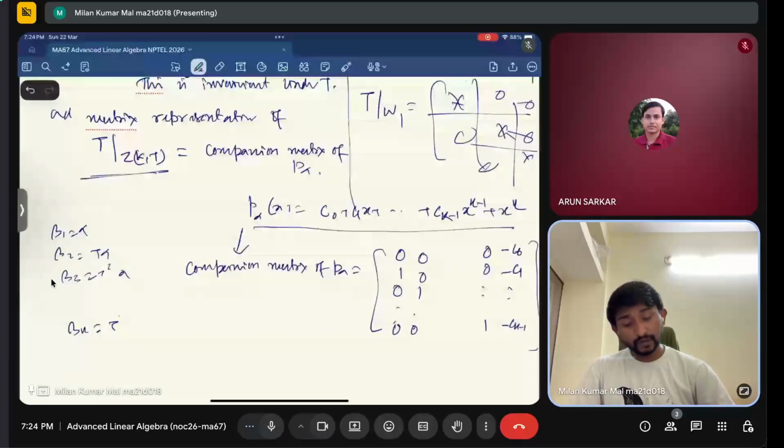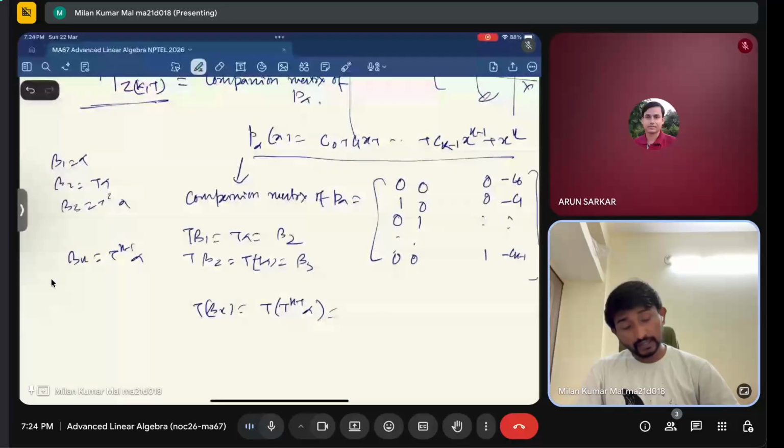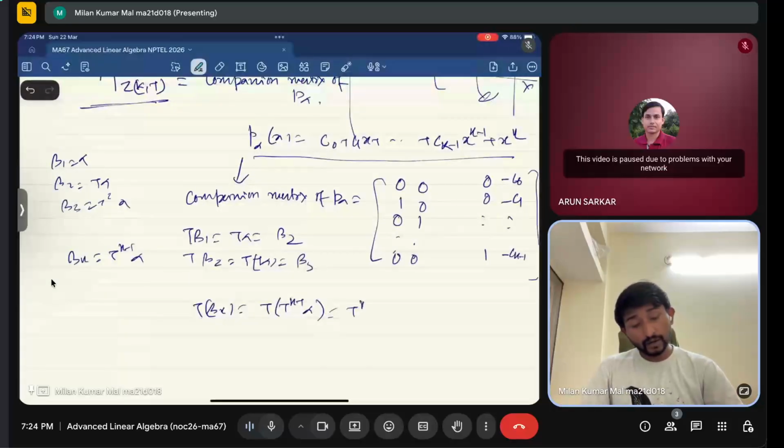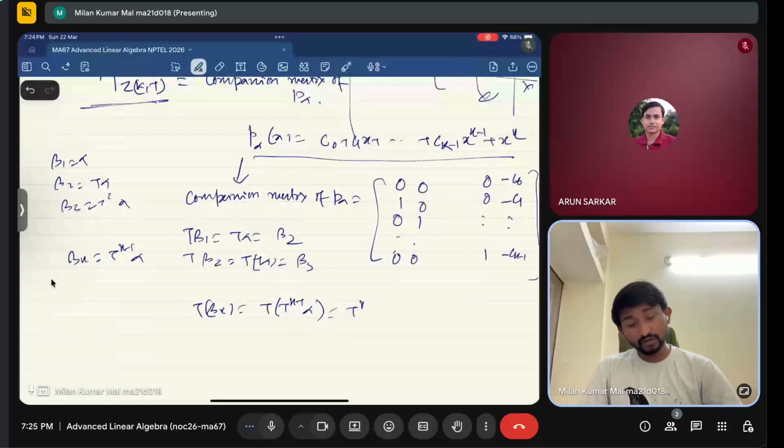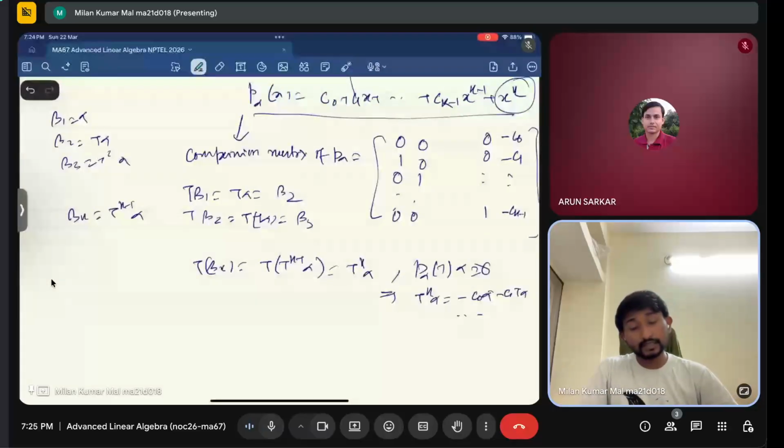But p(T) alpha is equal to 0. That says T to the power k alpha equals minus c naught alpha minus c1 T alpha, and all the way minus c k minus 1 T to the power k minus 1 alpha. So if we express this, this is the last column we will get. So this is the companion matrix, and this is the simplest form of a matrix one will get. After that, no simpler form is possible.